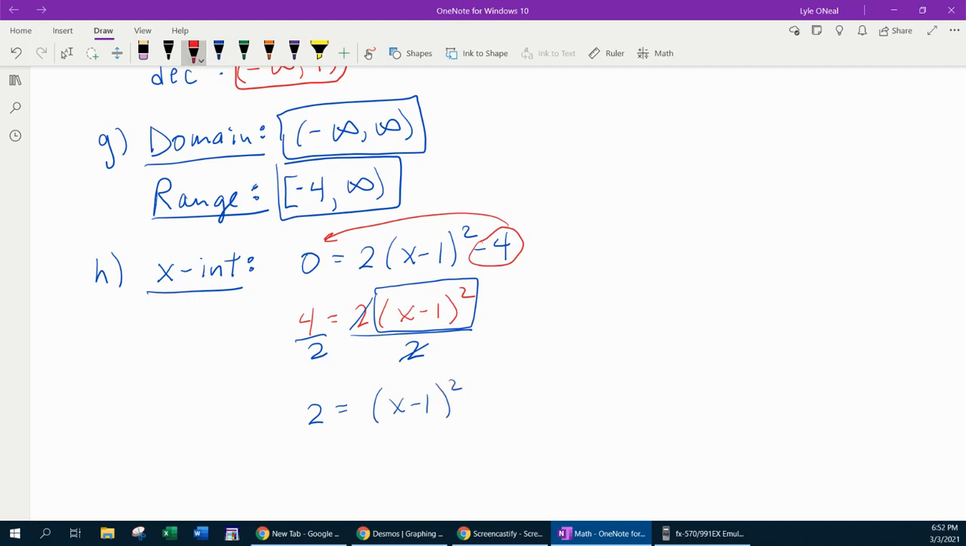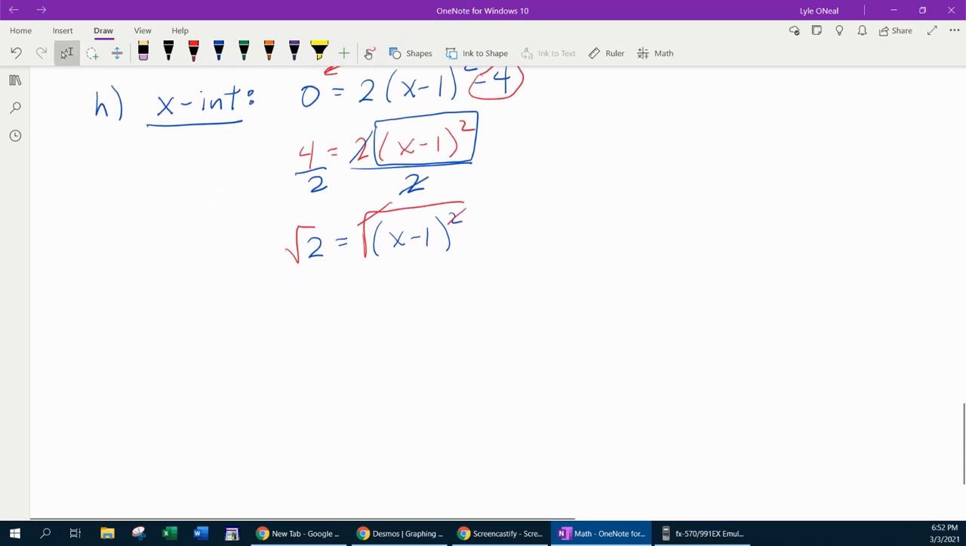Once you get the squared part isolated, you can take the square root of both sides to get rid of the squared. Now, 2 does not square root nicely, so we're simply going to write that as plus or minus square root of 2. On the other side, we have x minus 1 now. And now for the last step, we can bring the -1 over all the way to the front. And that's going to give us x-intercepts of 1 plus or minus square root of 2.